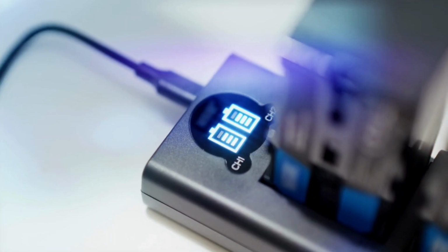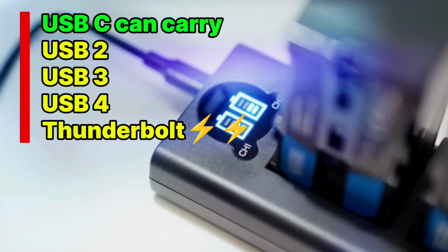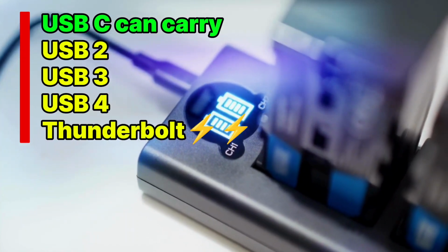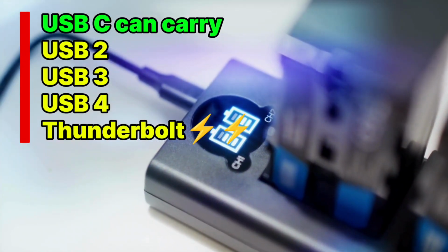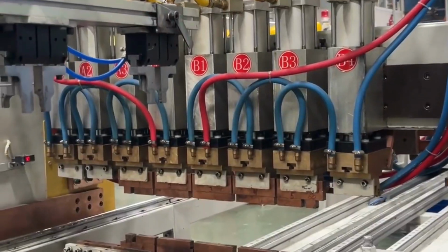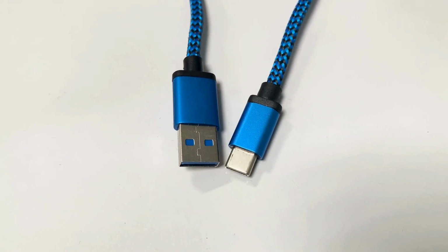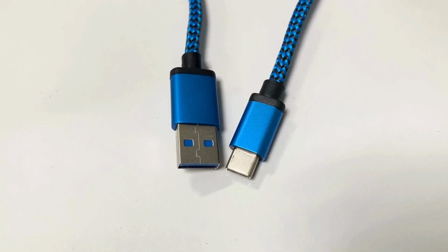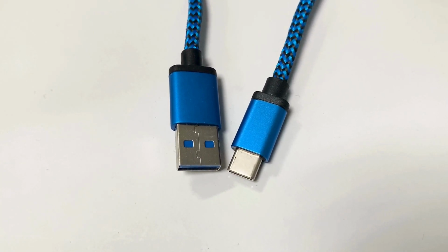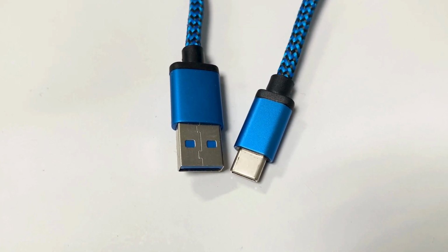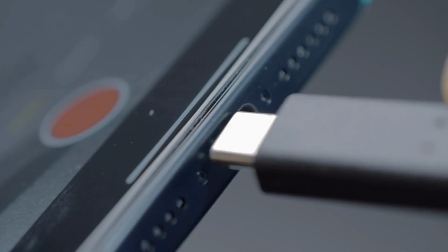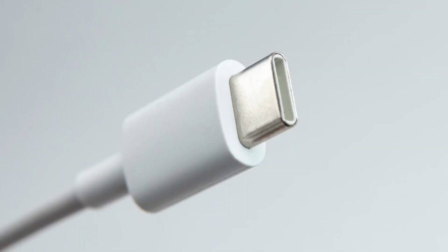Now let's talk about the real chaos. USB-C can carry USB 2, USB 3, USB 4, and Thunderbolt. And manufacturers don't have to support everything. So a USB-C port might support video, or not, fast charging, or not, external displays, or not. This is why it fits, but it doesn't work. USB-C is universal in shape, but not universal in features.